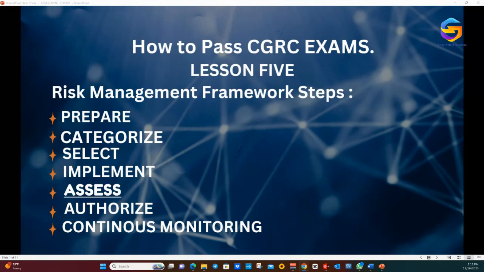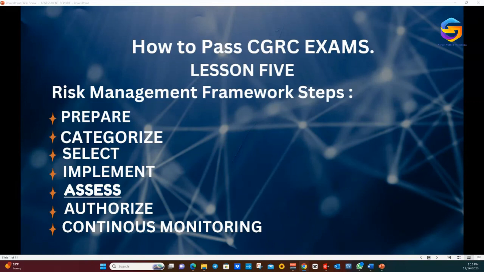For some time now, we'll be looking at how to pass the CGRC exams. And we said that in order to pass these exams, you must know the 7 RMF steps. So in our previous videos, we looked at the prepare step, the categorize step, the select step, the implement step, and we are now on the assess step.